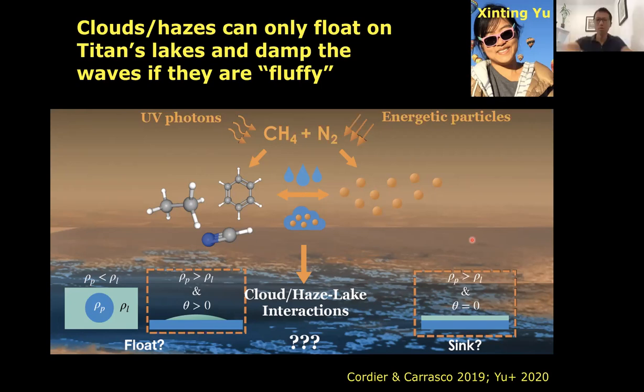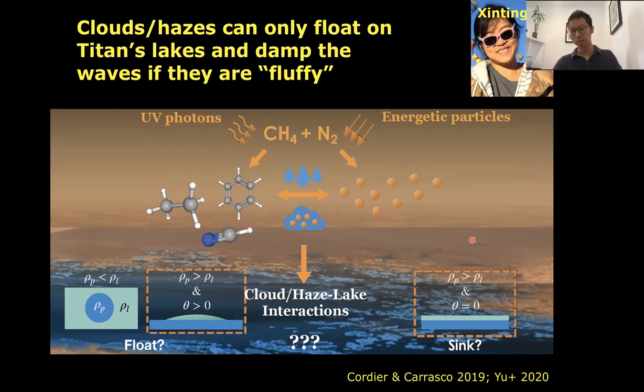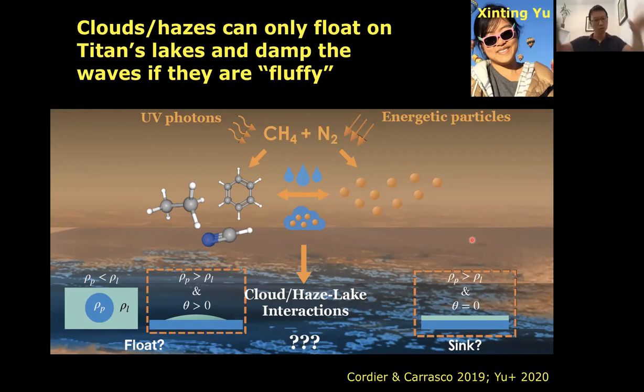Because think about an oil film, right? On top of the lakes, so you can dampen waves, right? And indeed, from Cassini radar observations, we found the wave amplitude on Titan's lakes seems extremely low, so it's a big puzzle. And this hypothesis said, maybe you have those particles forming a film, and so they dampen waves. It's a very interesting hypothesis.